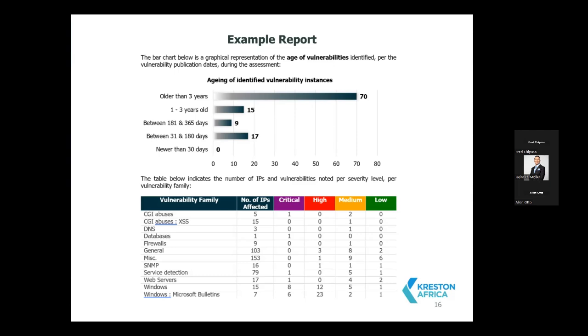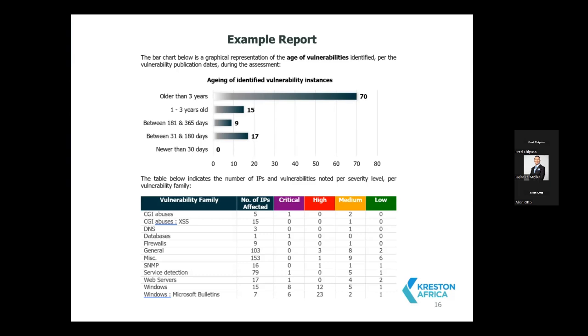So these vulnerabilities that are older than 3 years, we shouldn't have any of them. The 1 to 3 years old as well. There should not be that many between 181 and 365 days. And we really want the majority of our vulnerabilities to lie in those bottom 2 categories.